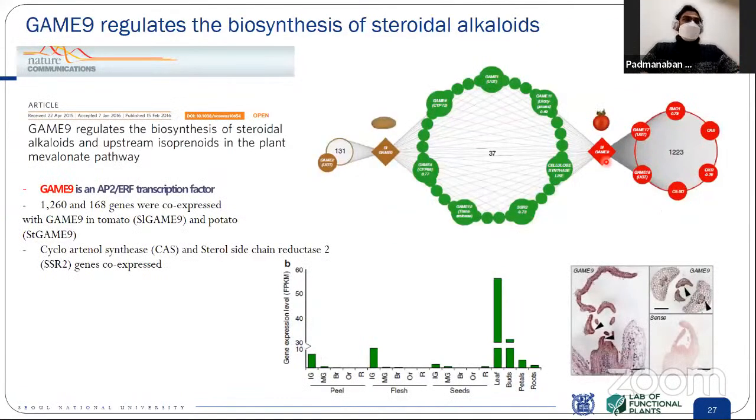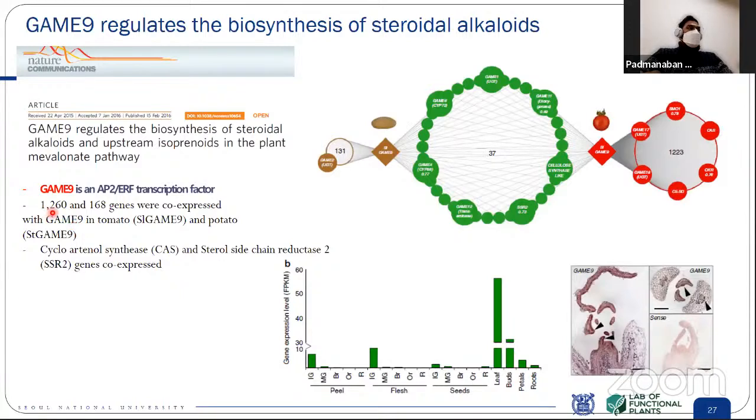GAME9 transcription factor family. When they matched tomato and potato transcription factors, they found one particular locus, such as SlGAME9 and potato GAME9, which is very much related to and interacts with most of the transcription factor family, and then they started to characterize this particular transcription factor. So they published another paper from the same group in Nature: GAME9 regulates the biosynthesis of steroidal alkaloids and upstream isoprenoids in the plant. So it's again an AP2/ERF transcription factor family.